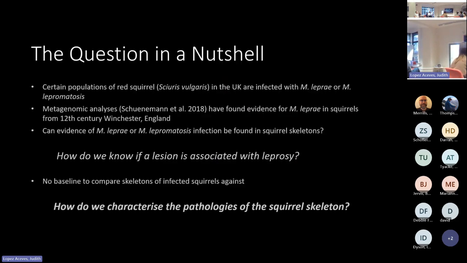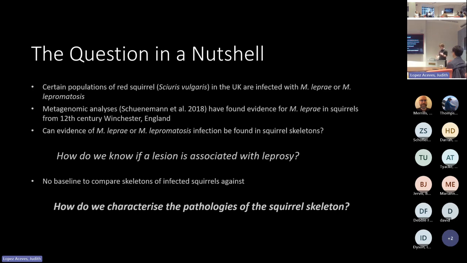So, leprosy is caused by two mycobacterial agents, M. leprae and M. lepromatosis. Both of these have been identified in red squirrel populations in the UK. This is interesting because the strain of M. leprae that was found has been circulating in humans since the 6th century CE in England before going extinct in the 16th century, and it has also been found in archaeological squirrel bones from the 12th century Winchester sites. This means that squirrels were infected with not just M. leprae, but this specific strain since the medieval period.